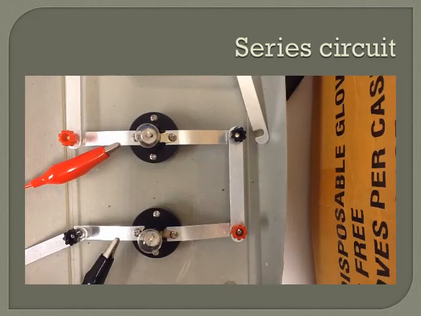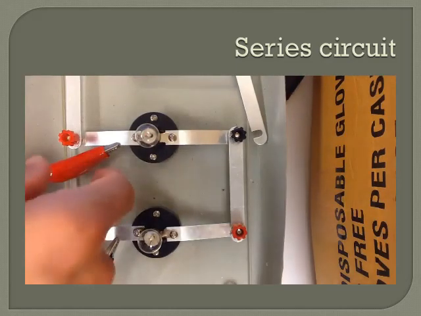So I'm going to connect the battery, try to connect the battery. And what you should notice is that those lights are just barely glowing. See, just a little glow to them. It's very, very dim. That's one property of a series circuit.